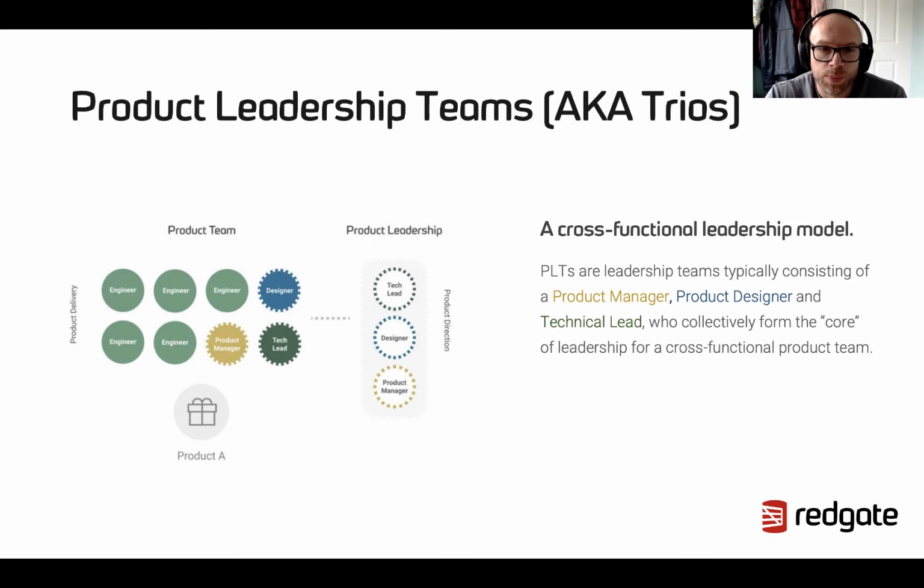In this model, a product leadership team, or PLT, sees a product manager, product designer and technical lead coming together to form the core of the team. The responsibility for product leadership sits across these 3 roles, shifting the dynamic to consider a better balance of discovery, or what to build, and delivery, how to build it.